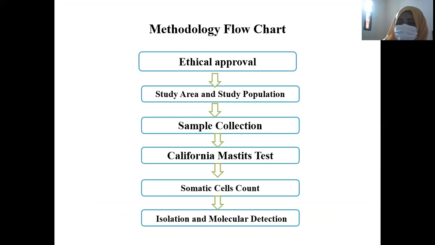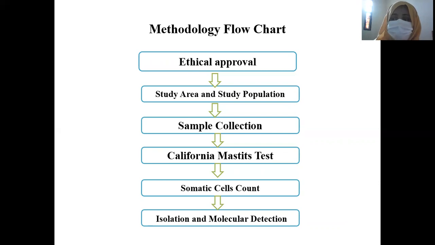Methodology flow chart. Ethical approval. Ethical approval was obtained from the ethical committee of CAST. Study area and study population. The present study was conducted in district Dera Ismail Khan and the study population was buffaloes. Sample collection. The sample was collected from the jugular vein of buffaloes in an anticoagulant blood container and transported to the Faculty of Veterinary and Animal Sciences of Gomal University, Dera Ismail Khan.